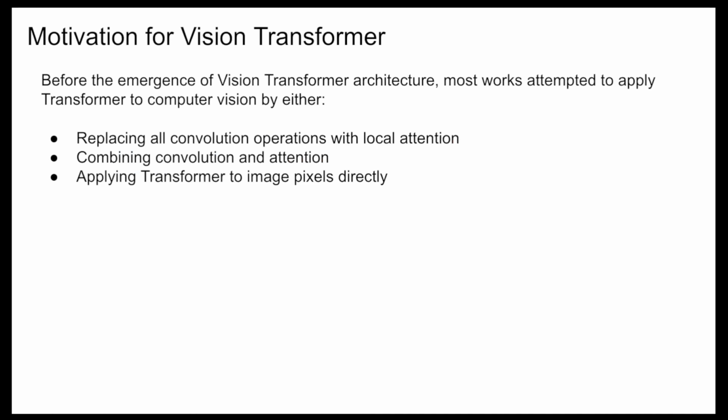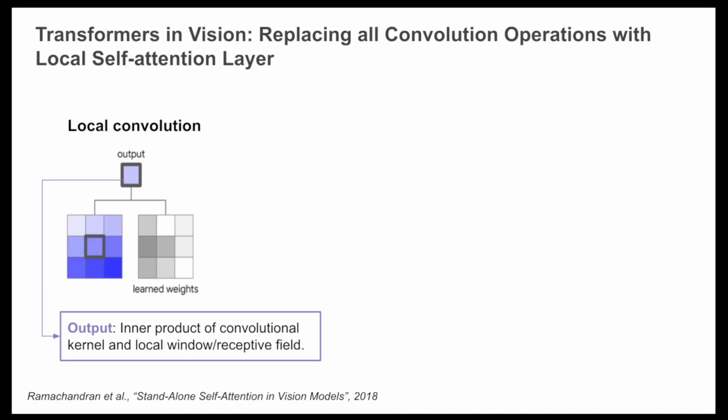Before the emergence of the vision transformer architecture, most works attempted to apply transformers to computer vision in three main ways. The first way was to replace all convolutional operations with local attention. The second option was to combine convolution and attention. And the third option is to apply a transformer to image pixels directly. We're going to look at each of these three options.